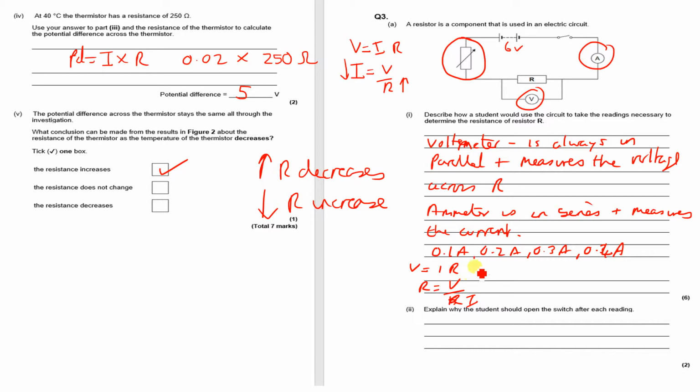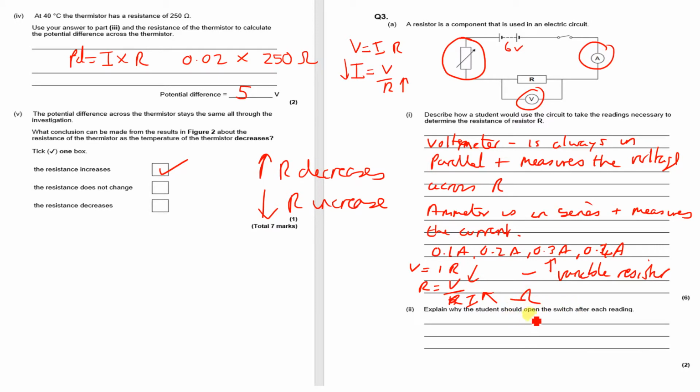So using our voltmeter we get our voltage, using our ammeter we get our current. We also need to say that we're going to vary this current by using our variable resistor. So that is going to vary the current flow. And that will enable us to get the resistance, and say resistance is measured in ohms.